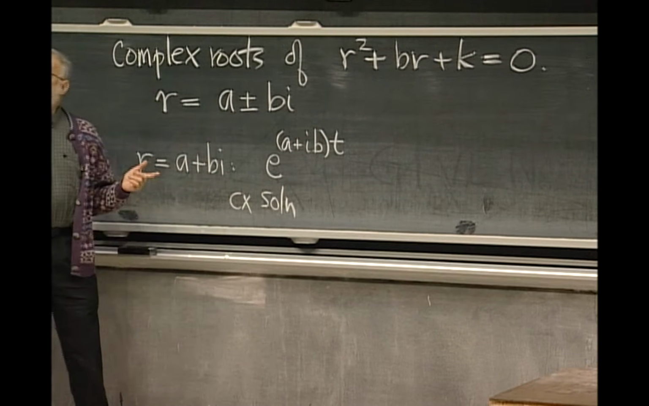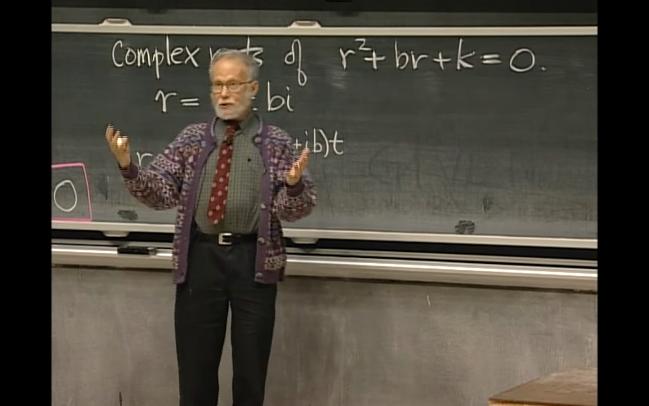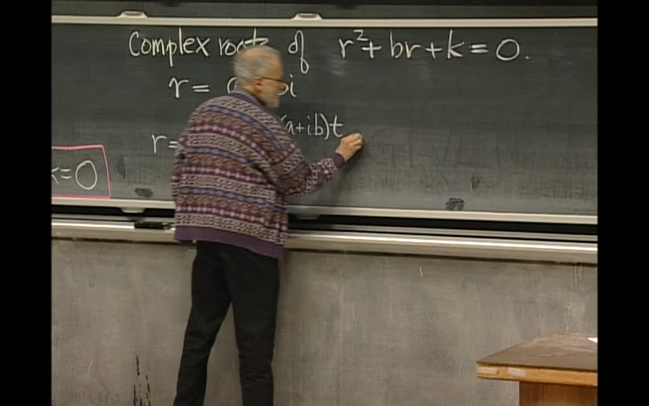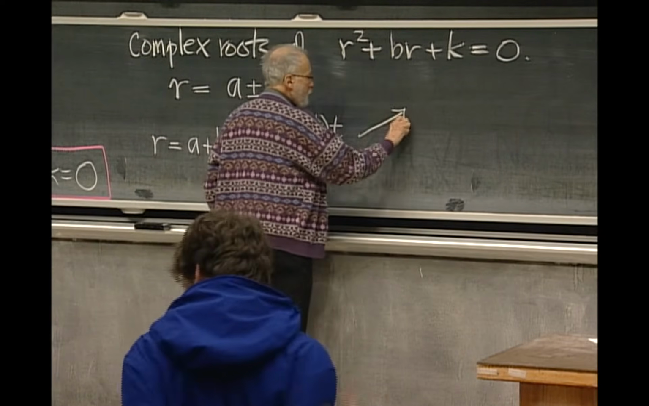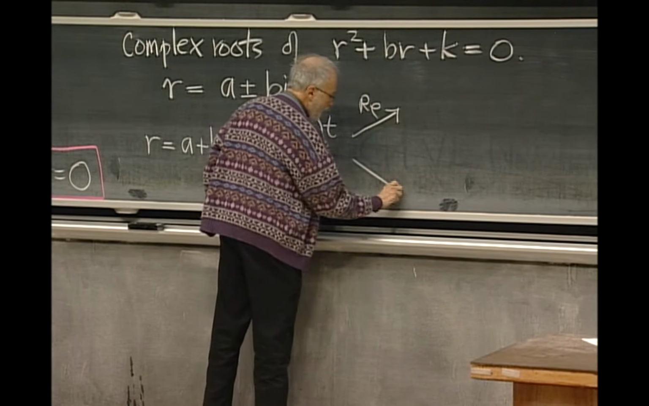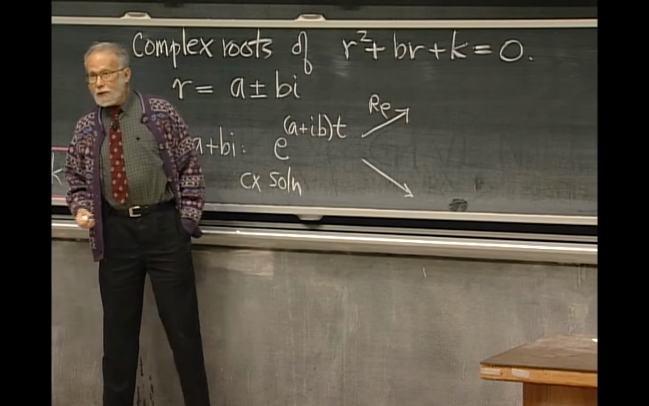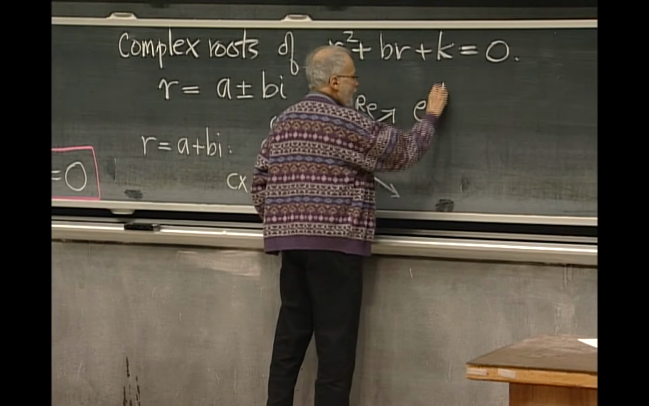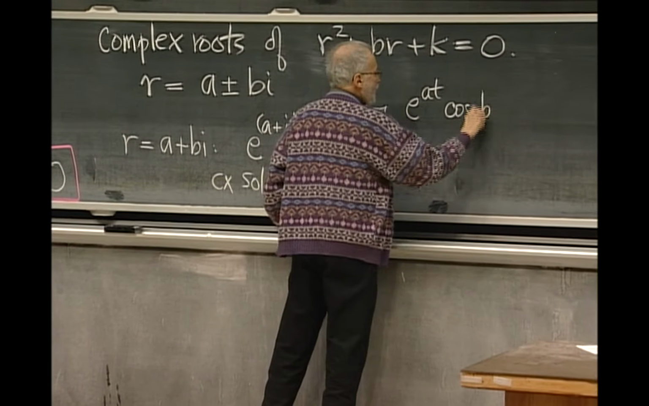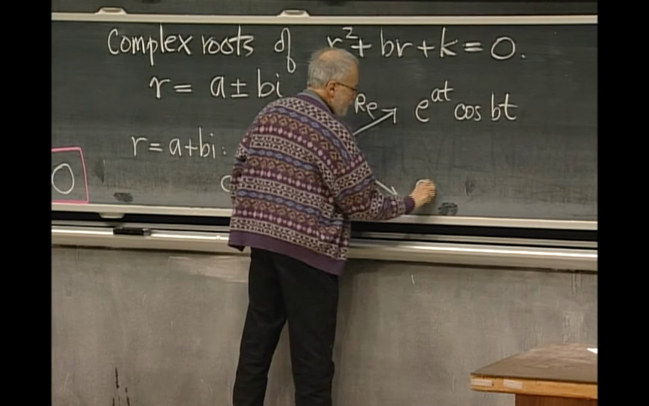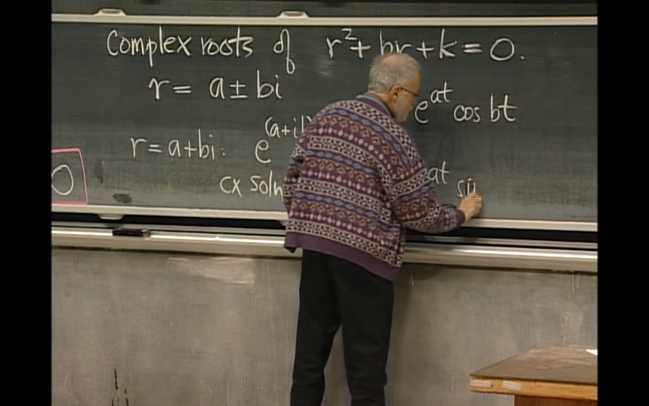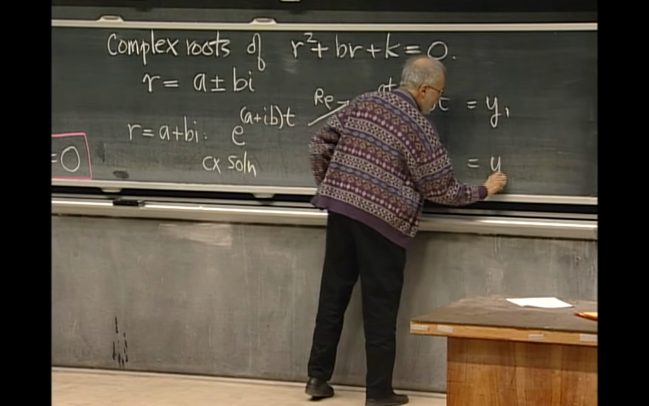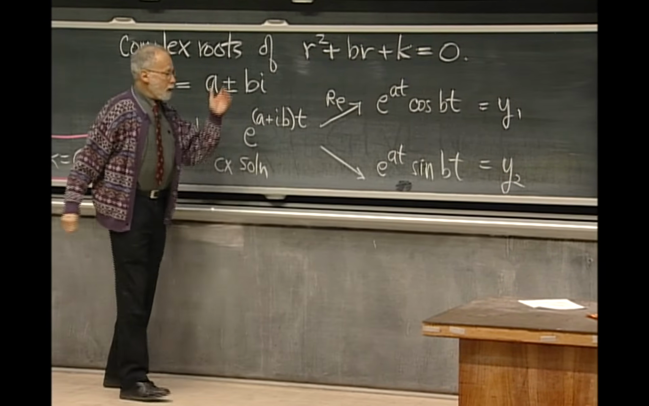And what we did was, the problem was to get real solutions out of that. We needed two real solutions. And the way I got them was by separating this into its real part and its imaginary part. And I proved a little theorem for you that said both of those give solutions. So the real part was e to the at times cosine bt, and the imaginary part was e to the at sine bt. And those were the two solutions. So here was y1, and the point was that out of the complex solutions, we got real solutions.